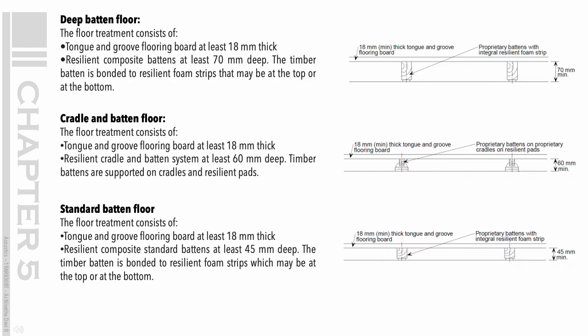Deep batten floor. The floor treatment consists of tongue and groove flooring board at least 18 mm thick. Resilient composite battens at least 70 mm deep. The timber batten is bonded to resilient foam strips that may be at the top or at the bottom.